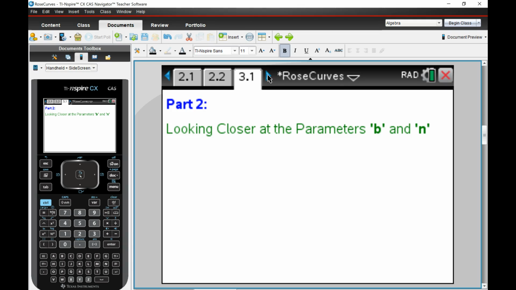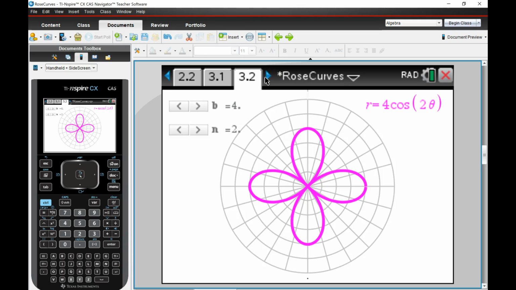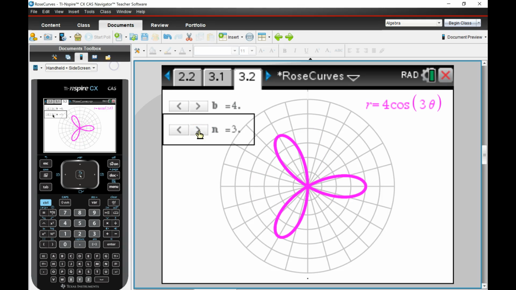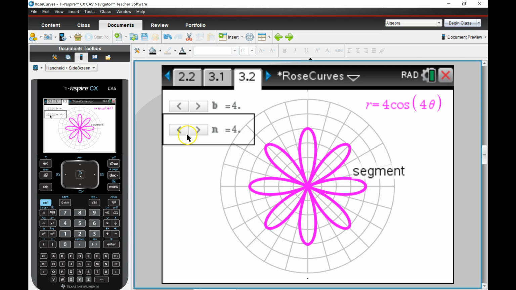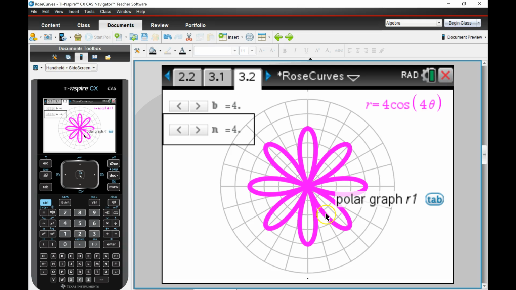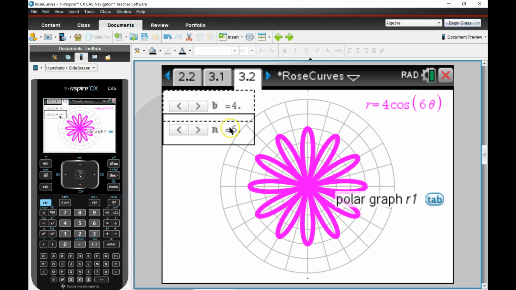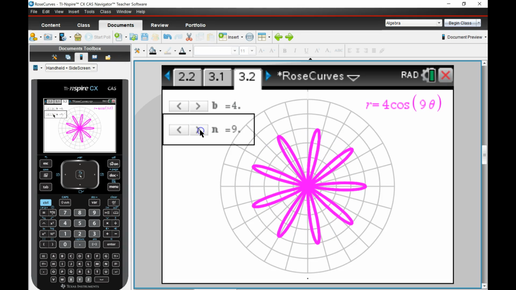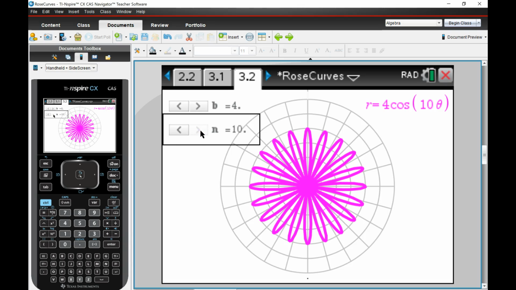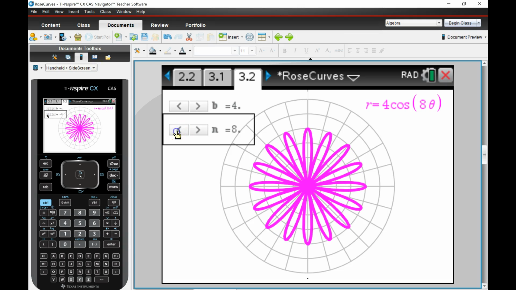So let's take a look more at B and n. Okay? So here is 4 cosine 2 theta. All right? And what if I have, okay, so look, here is 3 theta, right? It's still a cosine, right? And then here, 4, right? We've got 1, 2, 3, 4, 5, 6, 7, 8 petals. And then 5, 6, 7. So do you see what happens? If it's like 2 theta, then this is the highest it could go. If it's like 4 theta, then it's 8 petals. If it's even, double. If it's odd, the same.